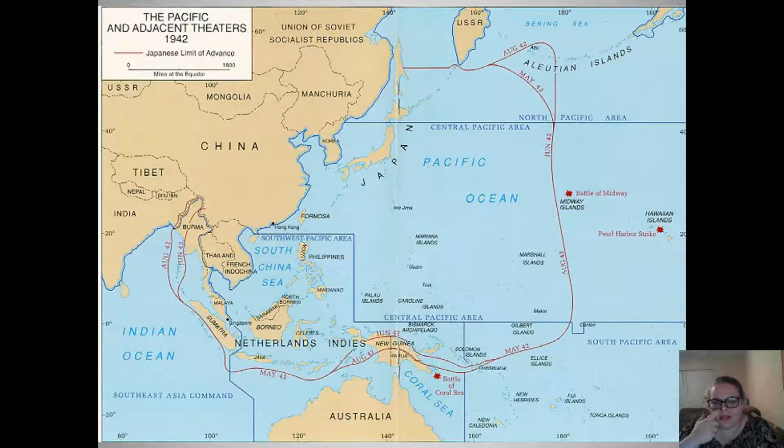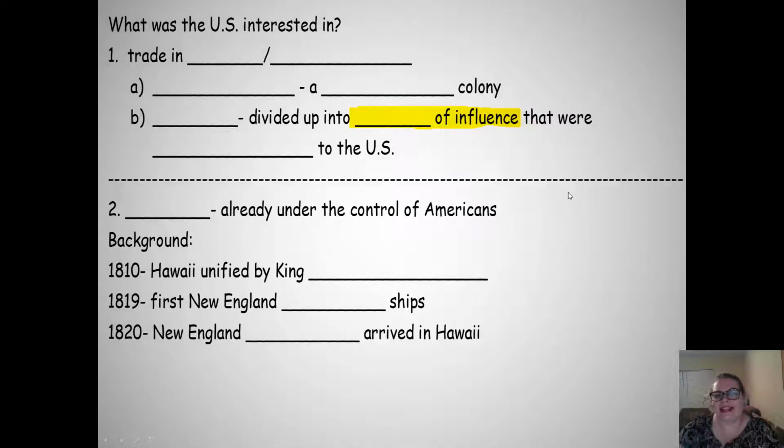Okay. So if we look at what we have going on here, okay, ignore the fact that this is a map from World War II, okay? We owned this island right here. We own the Midway Islands. Okay, I don't know if y'all can see the cursor or not, but I'm circling it like crazy right now. The United States is interested in two things, okay? We want trade in Asia, specifically trade in the Pacific, okay? We wanted trade in the Philippines, which was a Spanish colony, and we wanted trade in China.